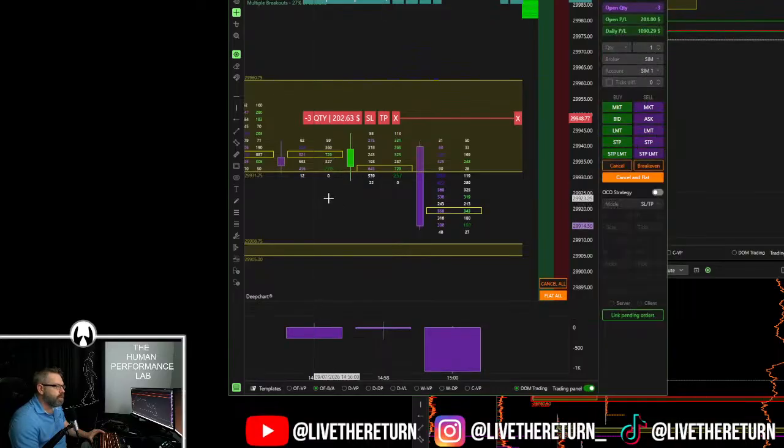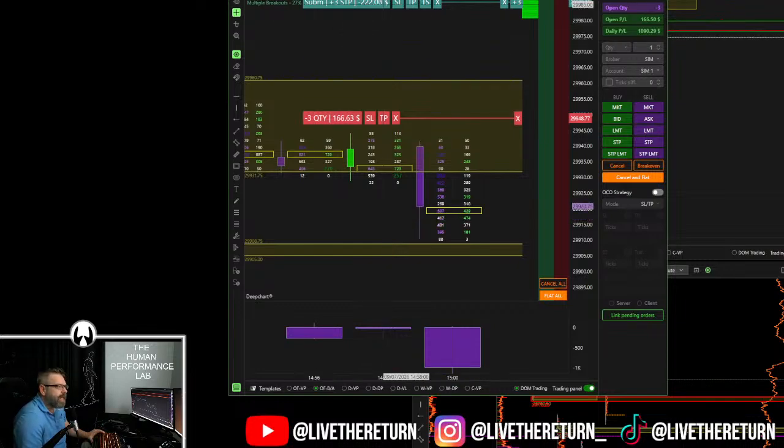Another target. 231 in the risk. 222. I don't even know how much we're up now, but now we already pretty much have a break-even trade, even if we get out here.